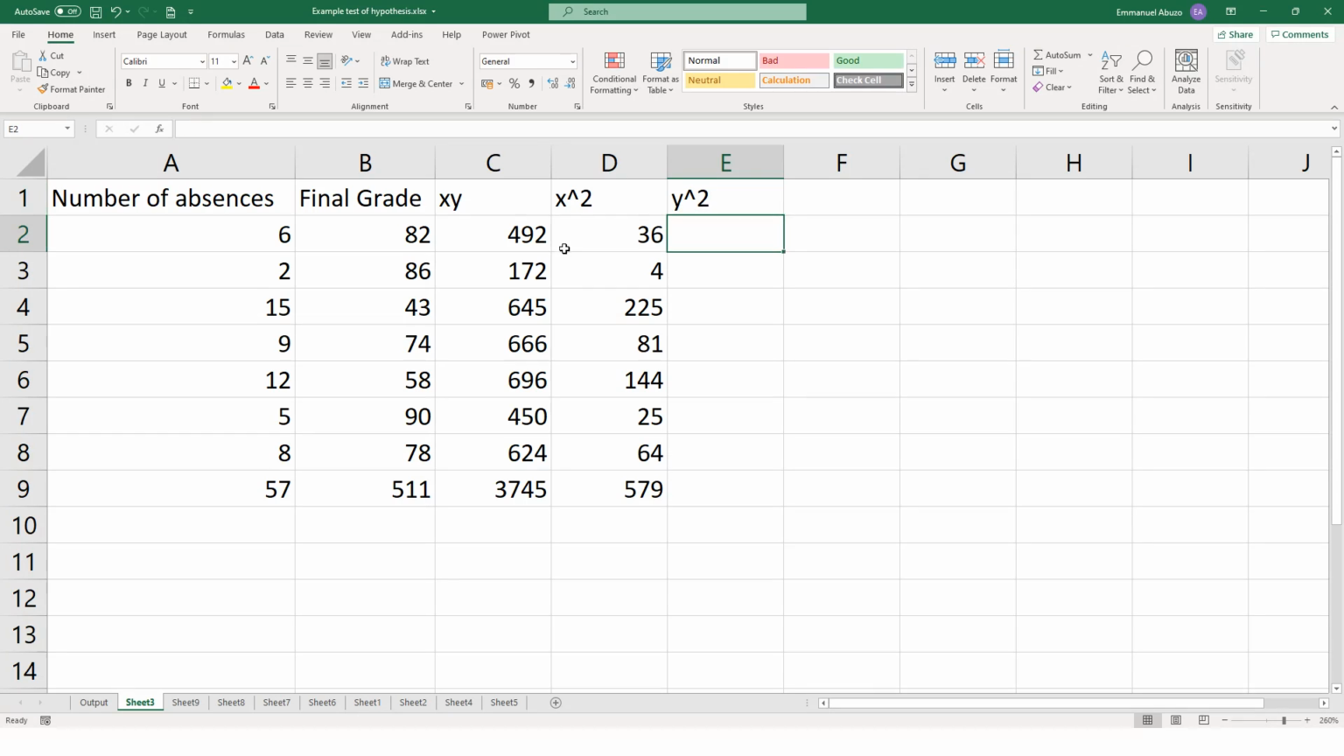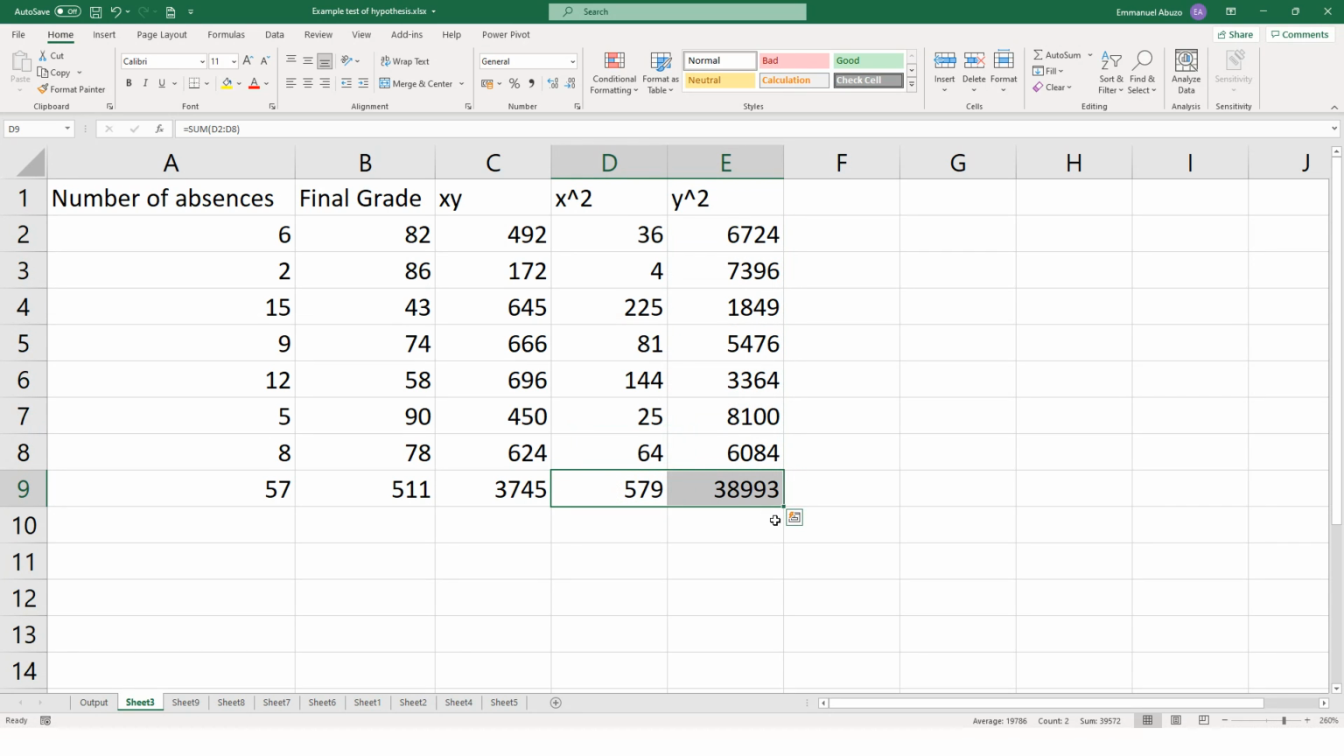Okay. So to do that, let's have equal sign, and then this one multiplied to itself. And then that would be it. And then let's get the sum. So the sum is 38,993. Okay, so we already have our sum of x, sum of y, the sum of xy, the sum of x squared, and the sum of y squared. So we can now have the r.